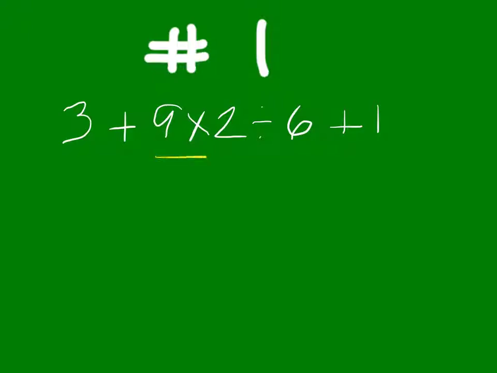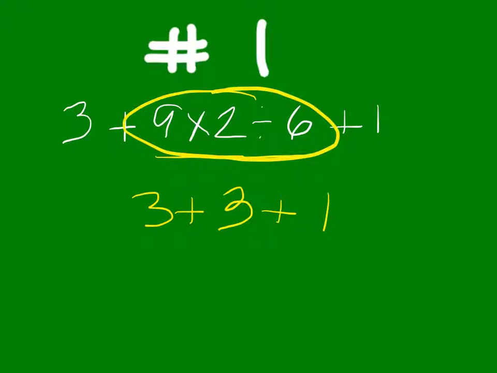You must do 9 times 2 first, which is 18, and divide by 6 to get 3. In every case, multiplication and division are done in order from left to right throughout the problem, and then you go back and do addition and subtraction. So you should end up with 7.